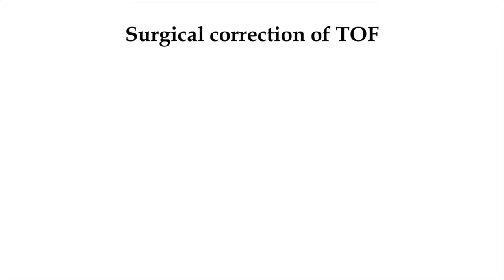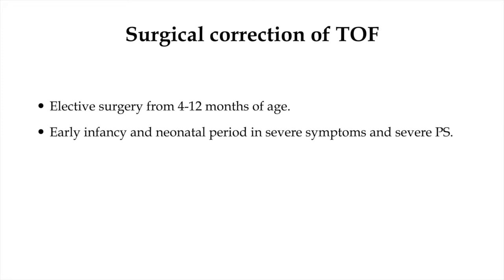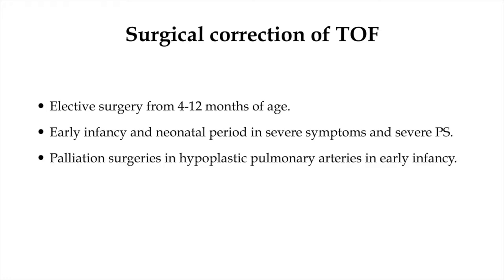Management of tetralogy of Fallot. The definitive treatment is surgical correction of TOF. Elective surgery should be done between 4 to 12 months of age. If the patient is severely symptomatic with a severe pulmonary stenosis in early infancy or the neonatal period, then also the surgical correction for TOF should be done.